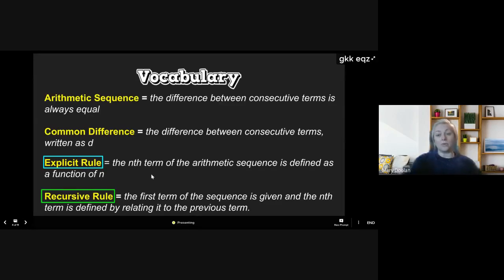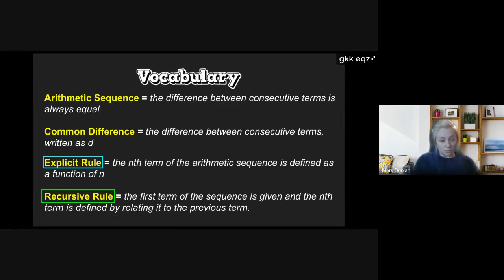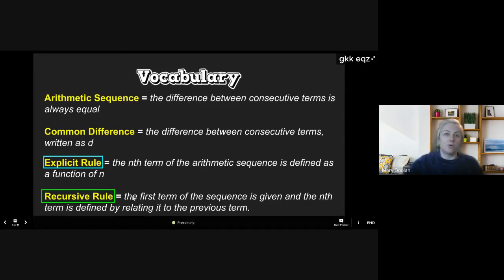When you write a sequence, and you're trying to write the rule of a sequence, you can write an explicit rule and you can write a recursive rule. You could write it either way and they will both work. And so we're going to look at both types.